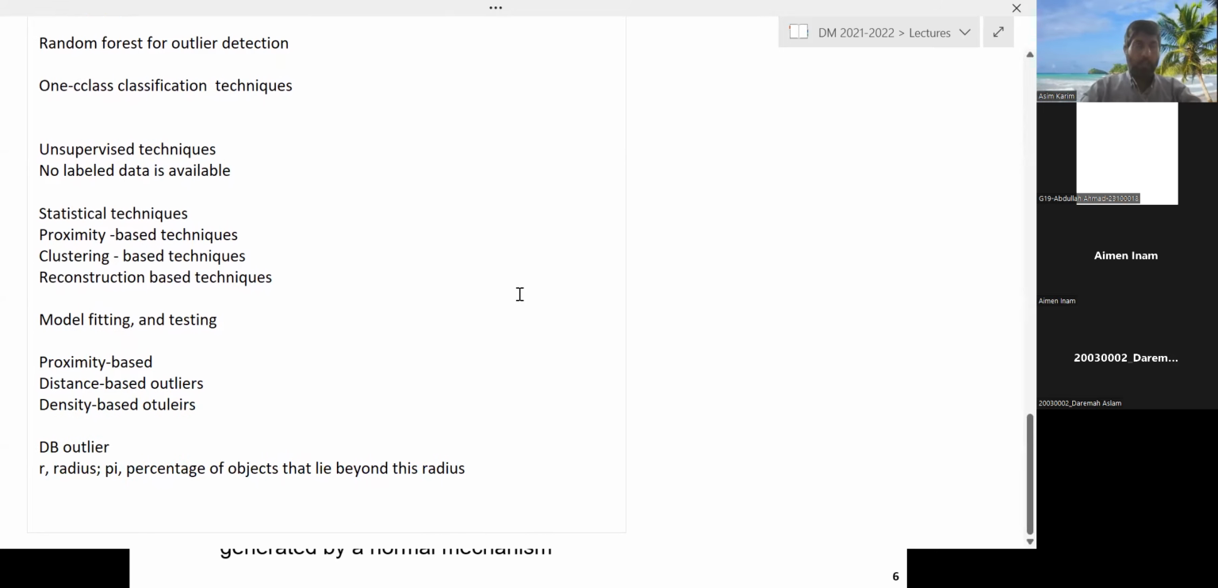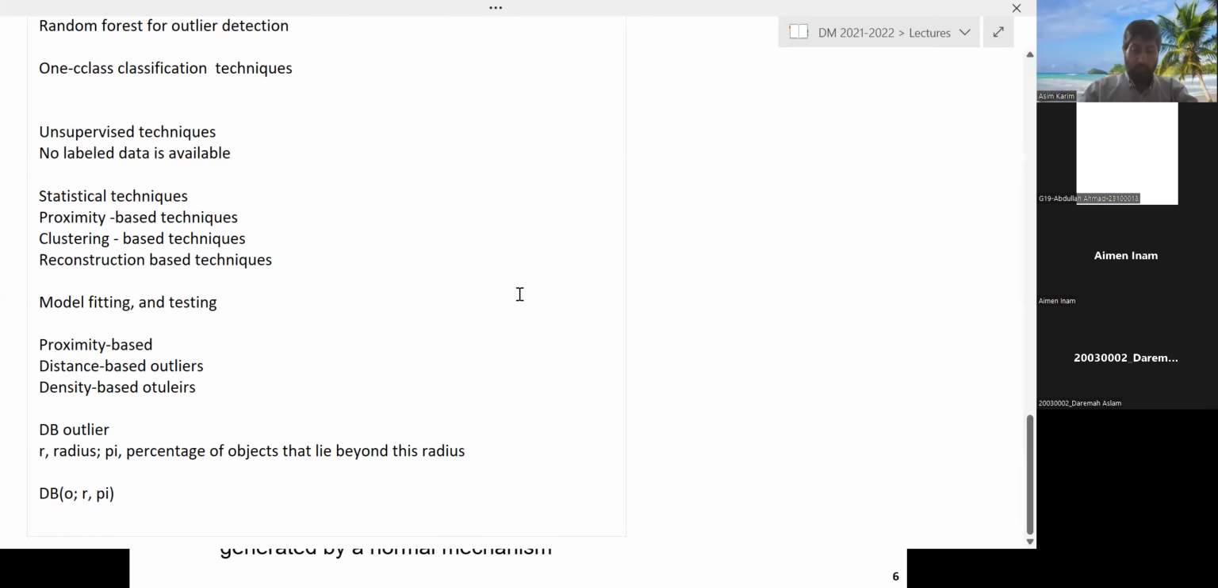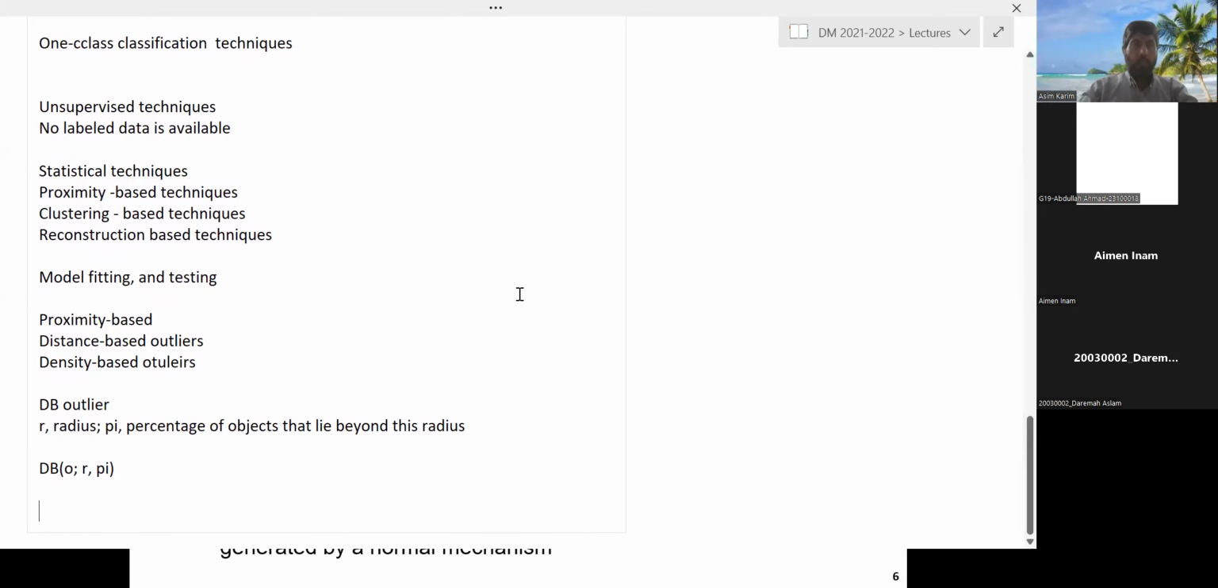And then given these two parameters, so dB of an object O, some object O, and given these parameters R and pi, the algorithm will tell you whether O is an outlier or not. So given an object O and the parameters, of course, R and pi, the algorithm will tell you whether O is an outlier or not. So how does it do that? It's very simple. So it basically constructs a neighborhood around O.